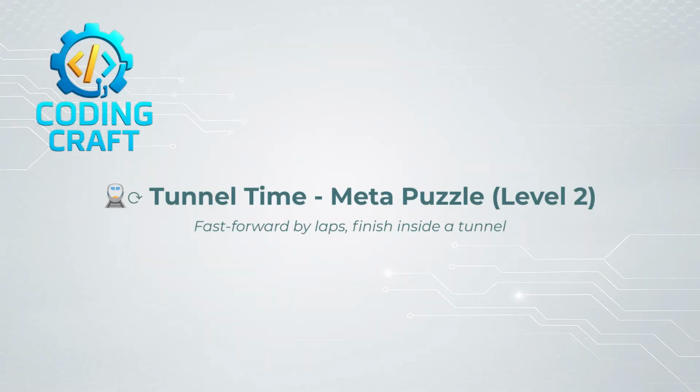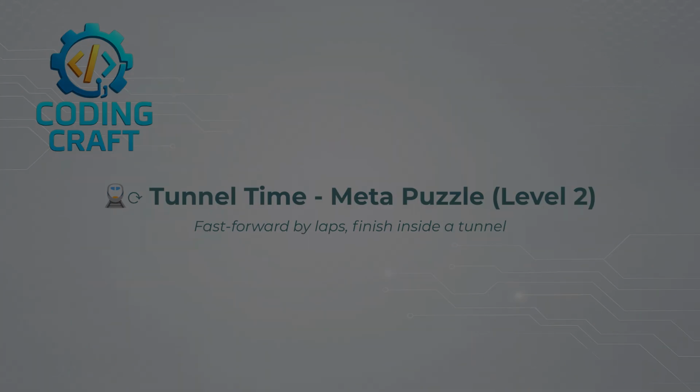Today we're solving the Meta puzzle Tunnel Time, level 2. It's a clean arithmetic and greedy problem. We'll compute tunnel time per lap, jump by full laps, then finish inside a single tunnel. Let's walk through the idea and build a compact Python solution together.